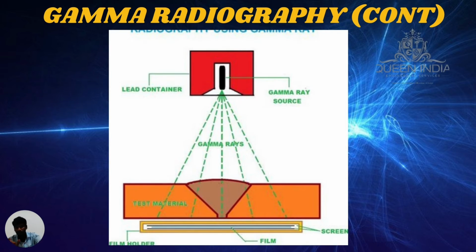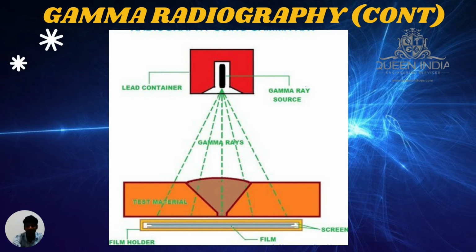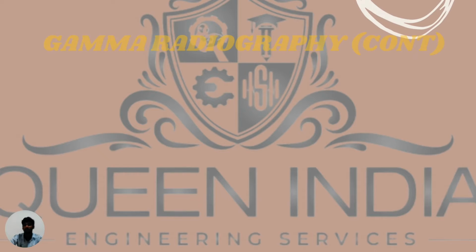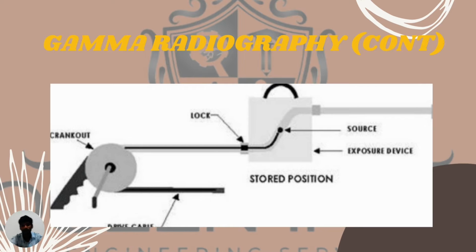This is the gamma radiation process. The lead container and the gamma ray source pass through the test material to the film holder under the test material, and the film is in the center of the film holder. Having a screen, the material defects will be shown on the radiographic film. This is the gamma radiation, and this is the gamma radiographic source. The source will be stored in the exposure device.